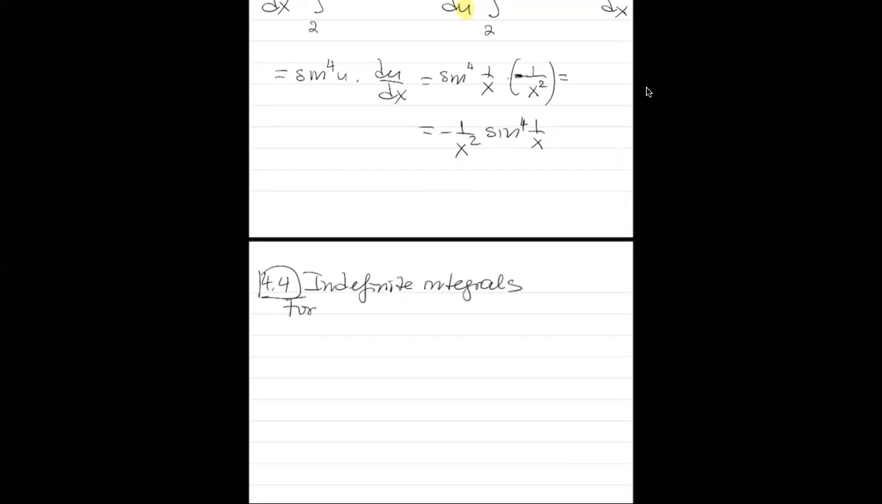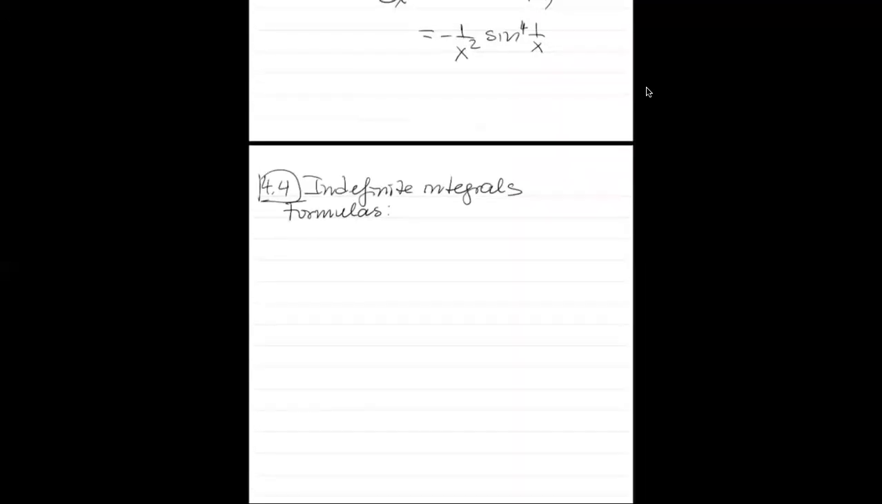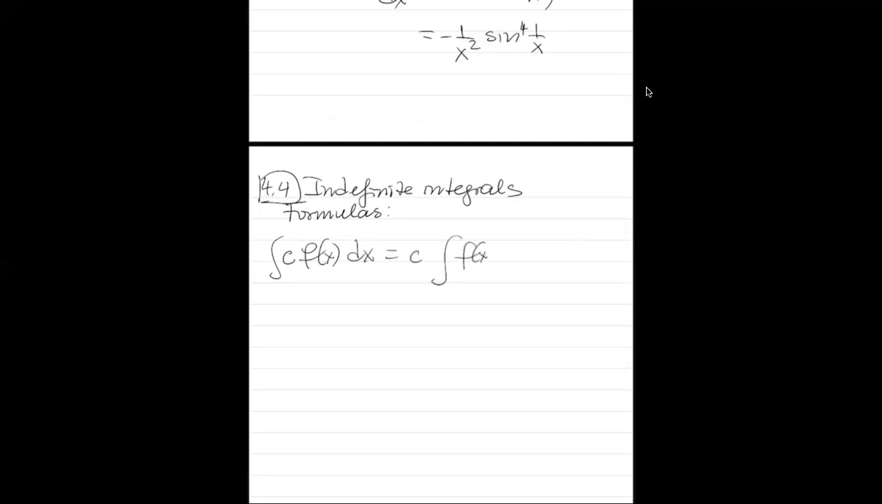All right, 4.4 indefinite integrals. Formulas. These formulas actually come from chapter 2, differentiation formulas. So integral of c times f of x dx is equal to c times the integral of f of x dx. So the constant goes on the front. That works for definite integrals as well.